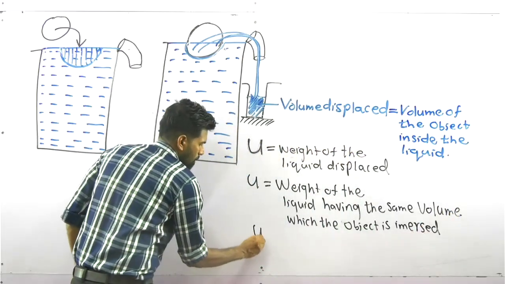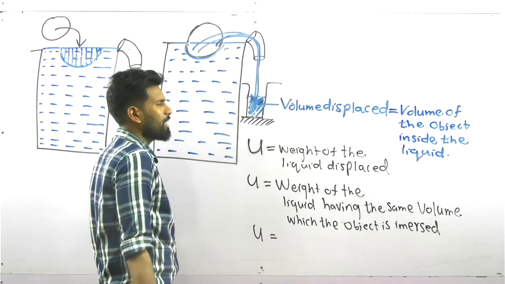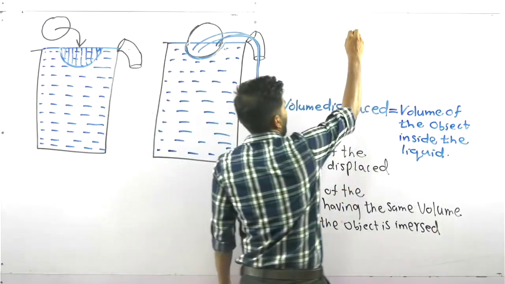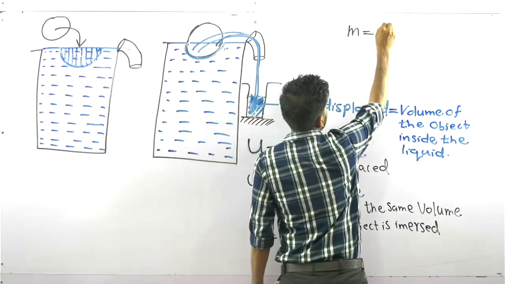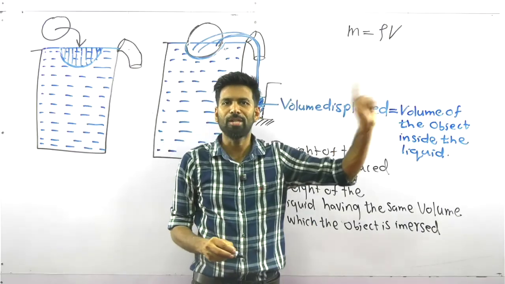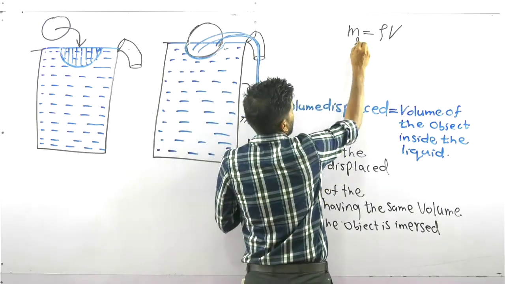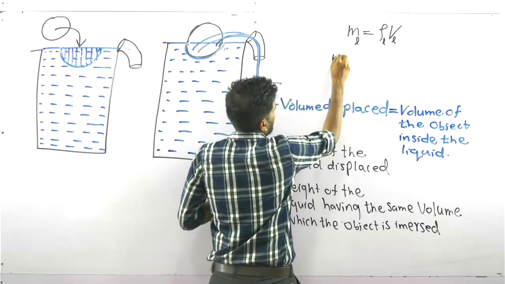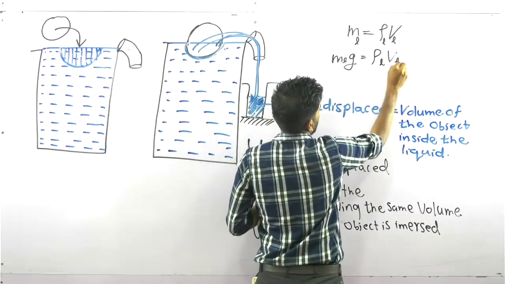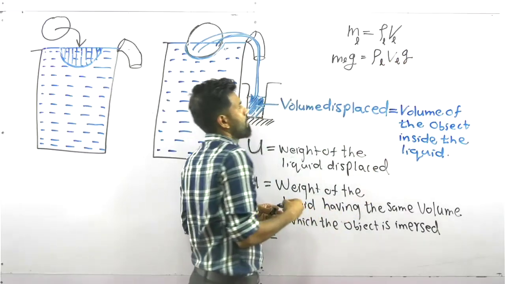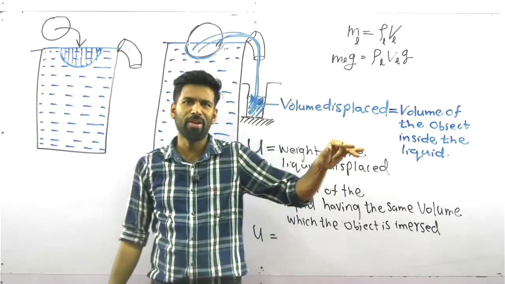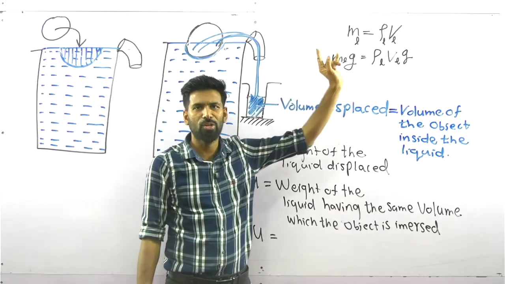Okay, so what is the method to write the weight of a liquid? Mass of a liquid can be written as density into volume. So weight of a liquid can be written as density, volume into acceleration of gravity.